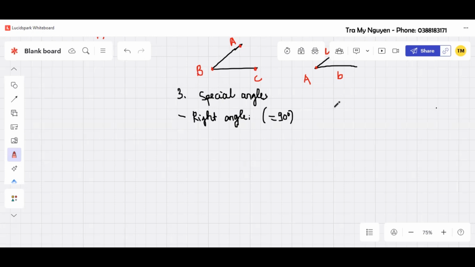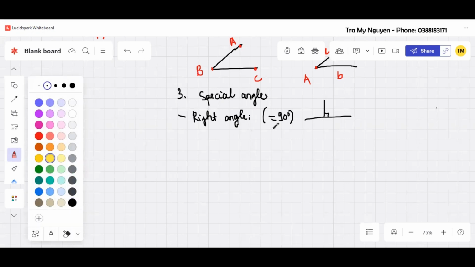And of course, we have the symbol for this kind of angle. I will draw it here. We have a square symbol at the vertex, and it is used for indicating the right angle. Remember, a right angle is 90 degrees. Now let's move on to the second case.